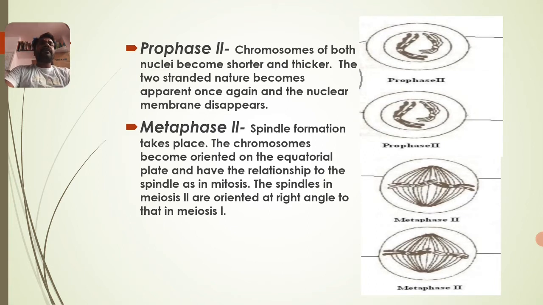Prophase 1 consists of 5 substages, but prophase 2 does not have any substages. In prophase 2, the chromosomes of both nuclei become shorter and thicker. The two-stranded nature becomes apparent once again, and the nuclear membrane disappears.